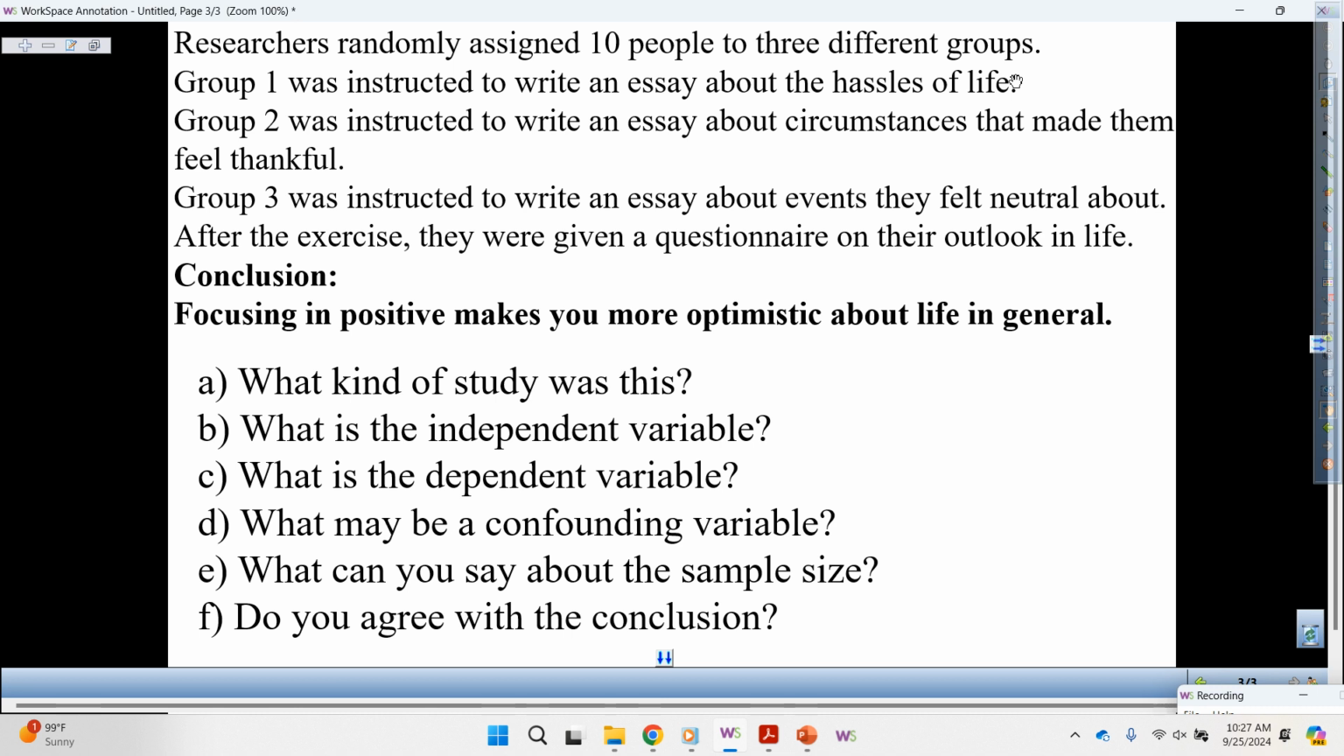Talk to your neighbor, let them know what kind of study this is. Be specific and tell them why. What kind of study and why?